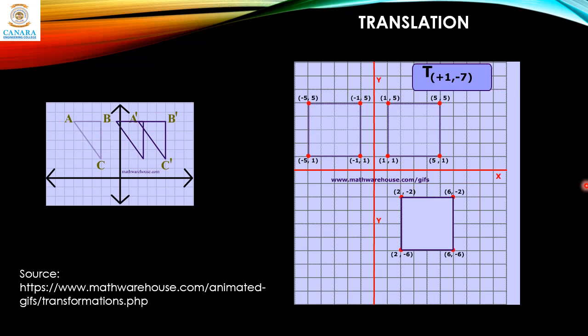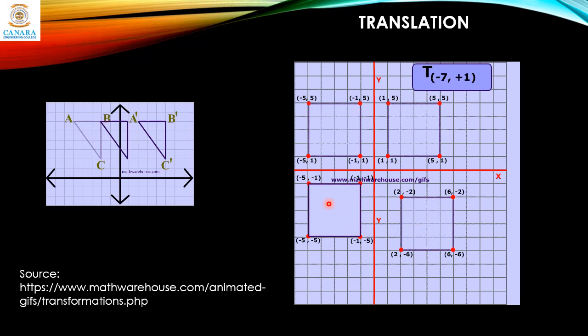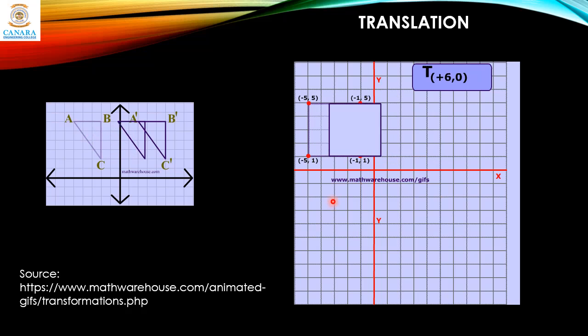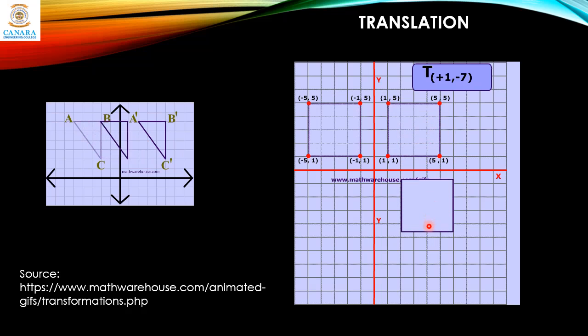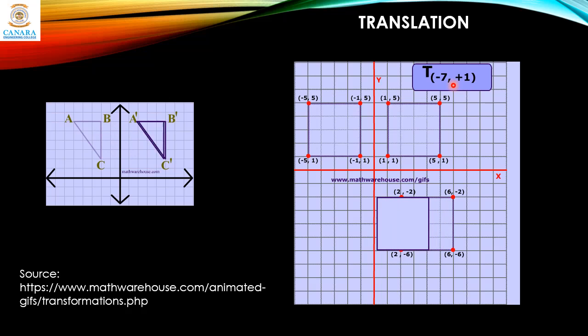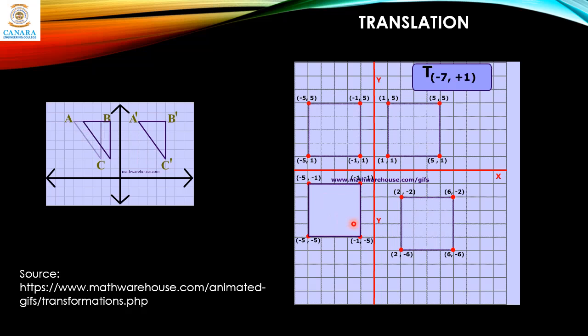One more example. If you move this by minus 7, plus 1, you move it by 7 units to the left and by 1 unit up. So from this location, plus 6 moves to the right, and there is no movement along the y-axis because it's 0. Now plus 1, minus 7: 1 unit to the right and 7 units down. And next it is minus 7, plus 1: 7 units to the left and 1 unit to the top. So this is how translation works.